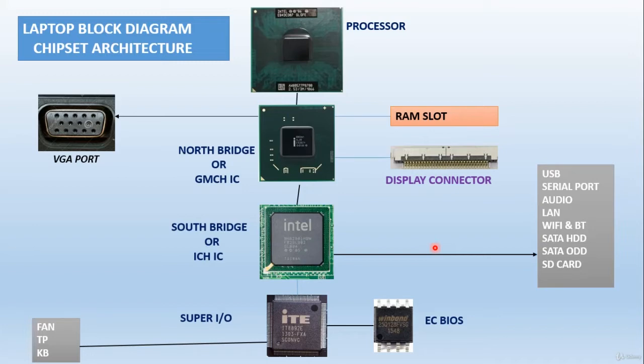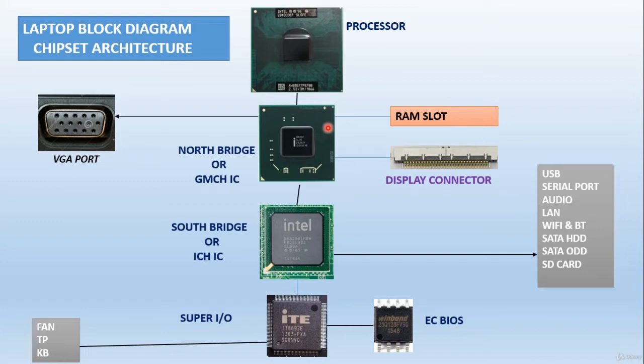On a motherboard, there are four important ICs present. The CPU, which processes and executes the data given. The next one is the North Bridge IC or GMCH IC, and the other one is the South Bridge IC or ICH IC, and the last one is the Super IO IC or Embedded Controller IC.